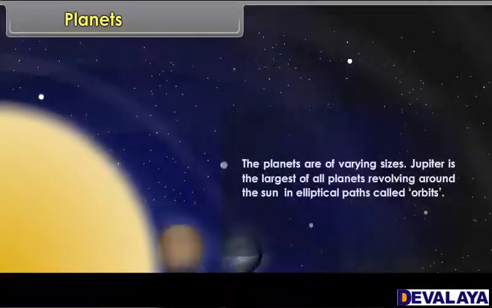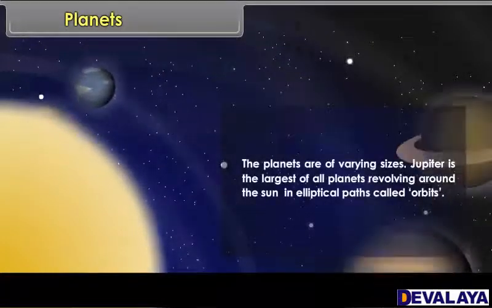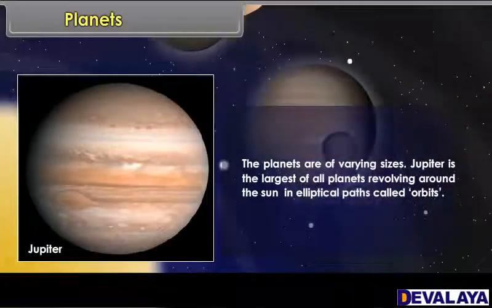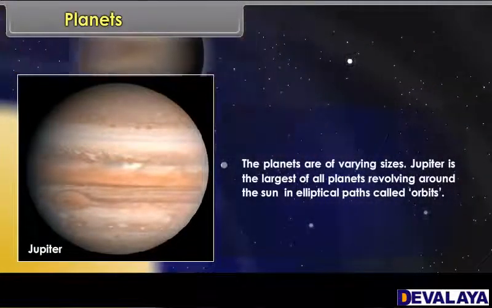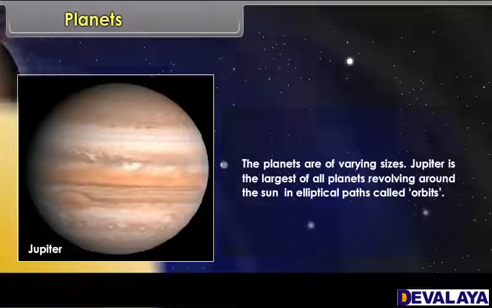The planets are of varying sizes. Jupiter is the largest of all planets revolving around the Sun in elliptical paths called orbits.